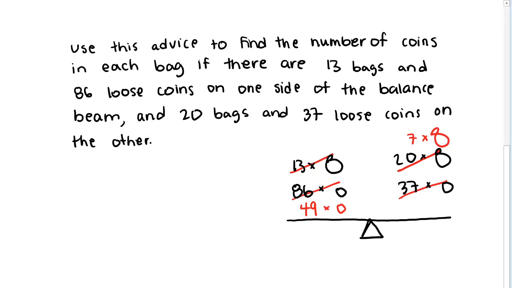And then from here, if I have 7 bags on the right and that weighs the same as 49 coins, and each bag has the same number of coins, well then I can divide those 49 coins across the 7 bags to see how much each bag contains, right? And so dividing by 7, I get 1 bag on the right. Dividing by 7, I get 7 coins on the left. Right, so each bag contains 7 coins.